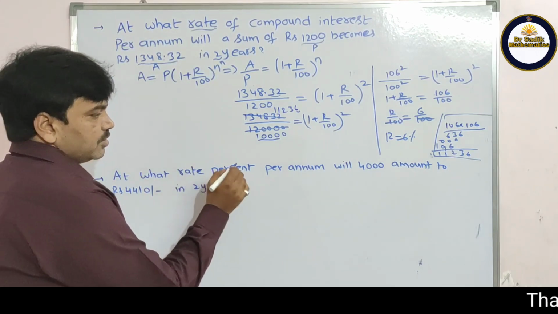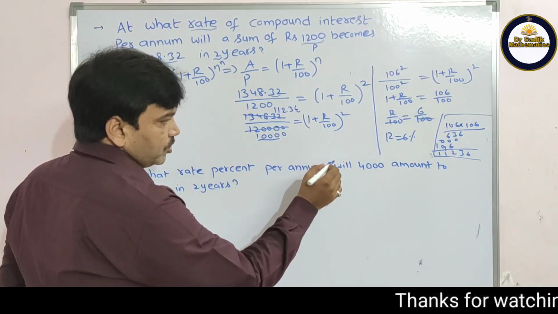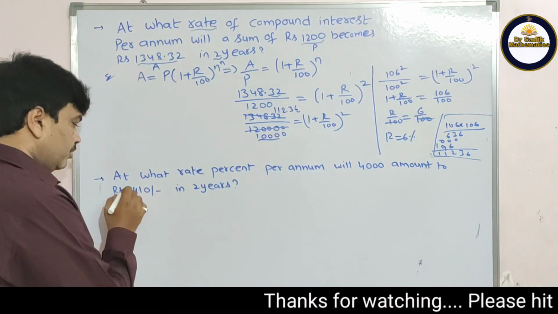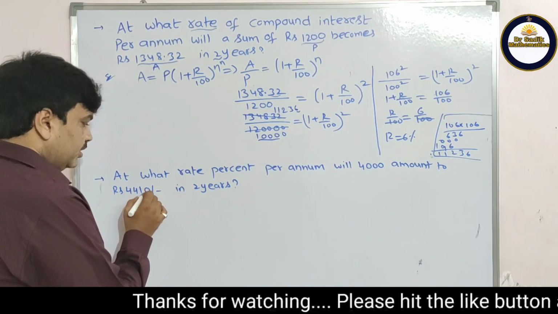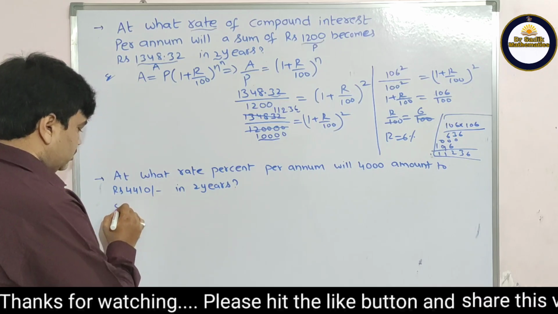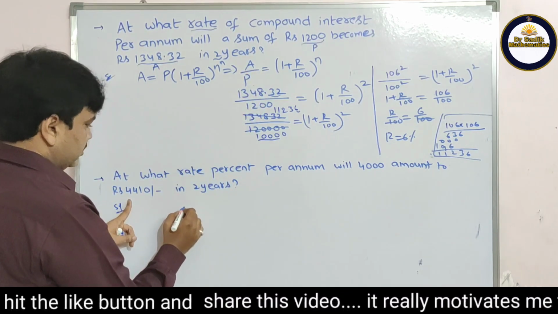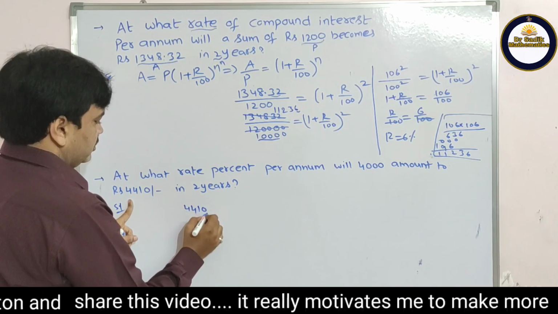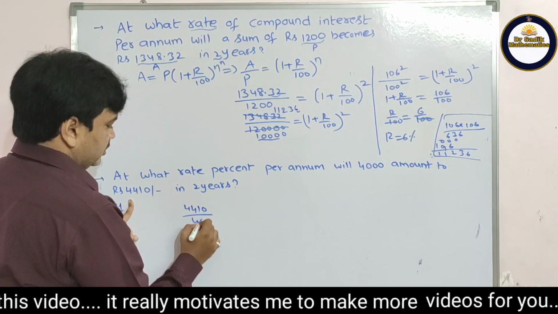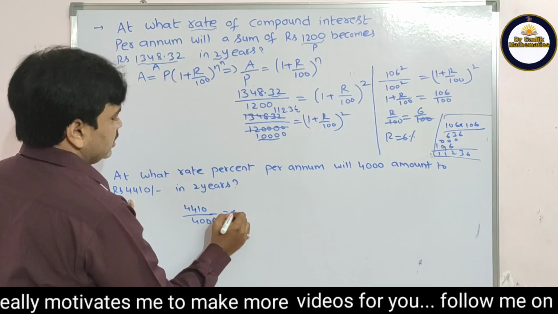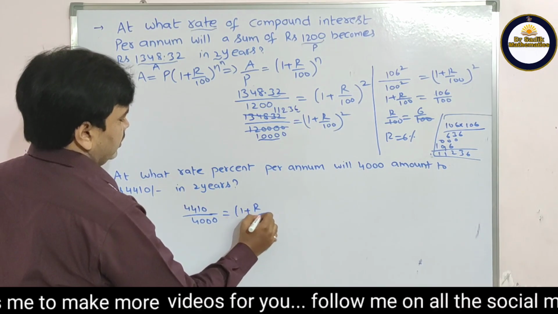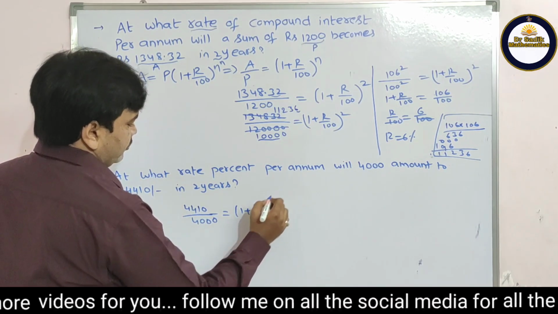Let us see the same model friends. At what rate percent per annum will 4,000 amount to 4,410 in 2 years? Solution. See friends, what is A here? A is 4410 by 4,000, that is equal to (1 plus r by 100) whole square.